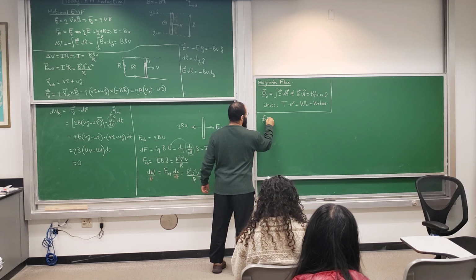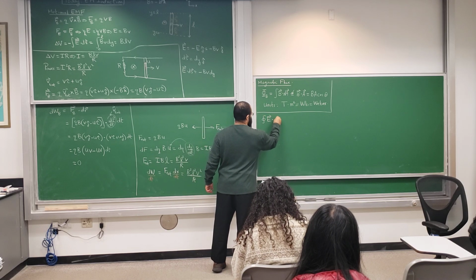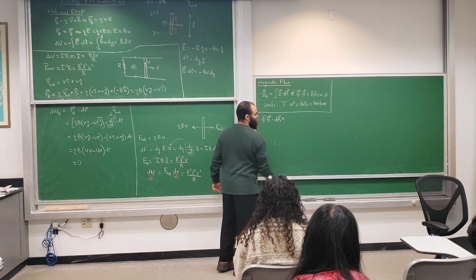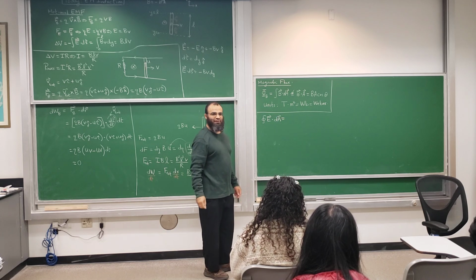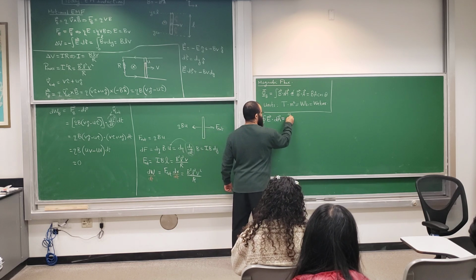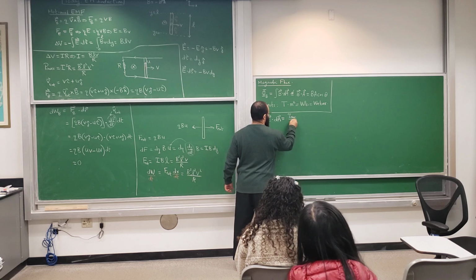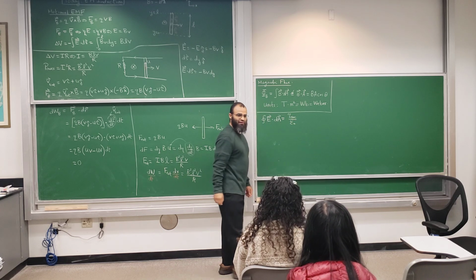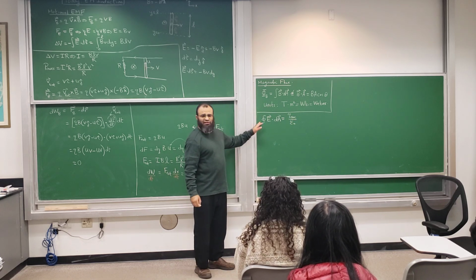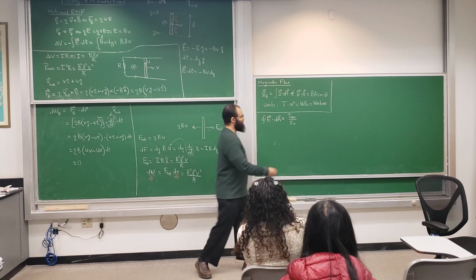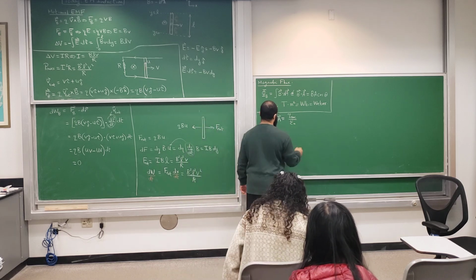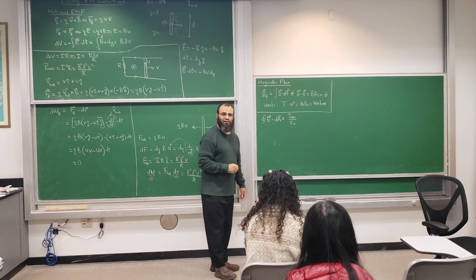We know this: the closed surface integral of E dot dA is equal to Q enclosed over epsilon naught, right? This is Gauss's law. That's Gauss's law, right?